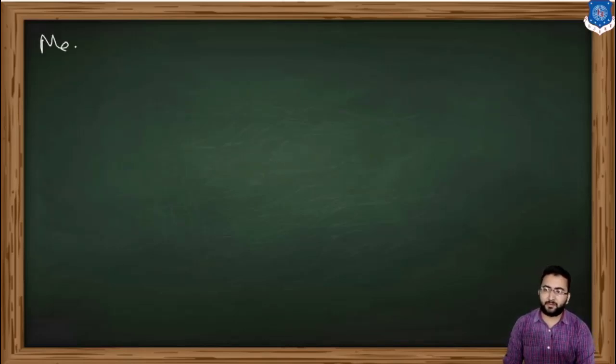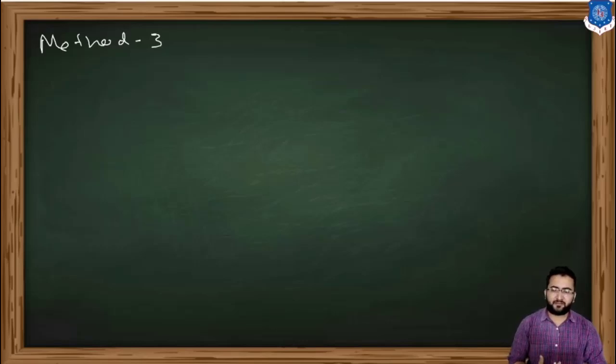Now let's discuss method 3. The third method involves no direct experimental measurement of the equilibrium constant, and therefore this is the most convenient and widely used method. The method makes use of thermodynamic data, usually in the form of the standard heat of reaction, delta H naught, and the standard Gibbs free energy, delta G naught.